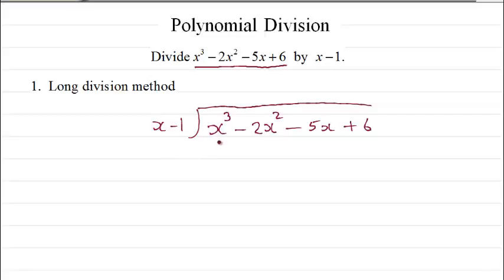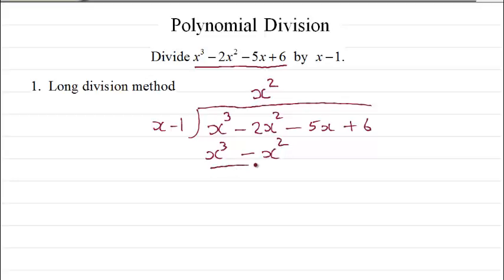First we're going to eliminate this x cubed term. So what do we multiply this x by to get x cubed? It's x squared. So that's the first term of our answer. So x squared times x is x cubed. Then we also multiply minus 1 by x squared, which gives us minus x squared.